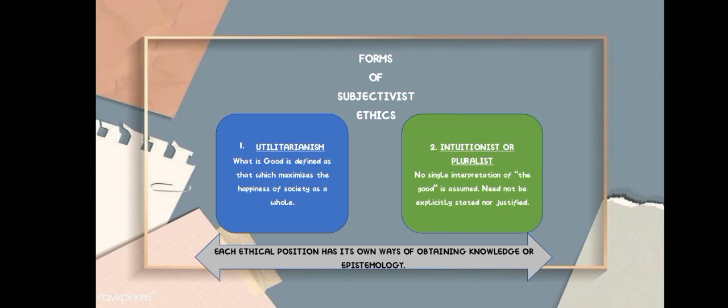And the second is intuitionist or pluralist. No single interpretation of the good is assumed; it need not be explicitly stated nor justified. For example, if someone intuitively believes that lying is wrong in principle, despite not having a specific argument for this belief, the person may decide not to lie simply because lying seems to be a bad thing. Each ethical position has its own ways of obtaining knowledge, or epistemology.